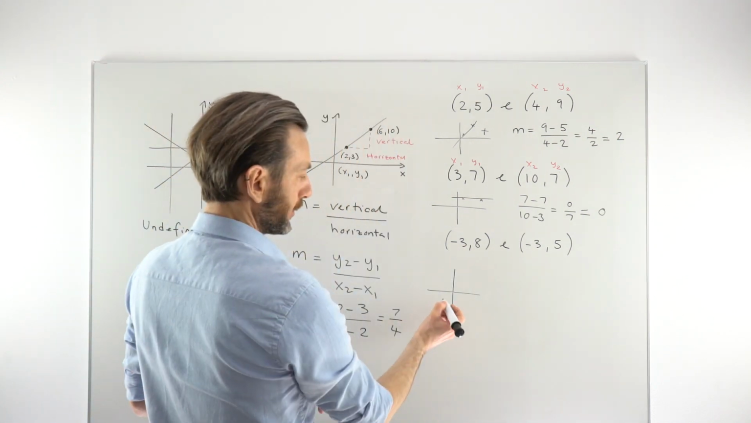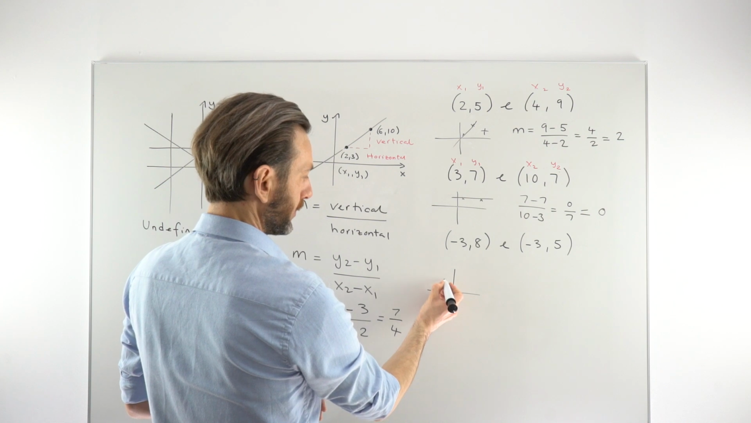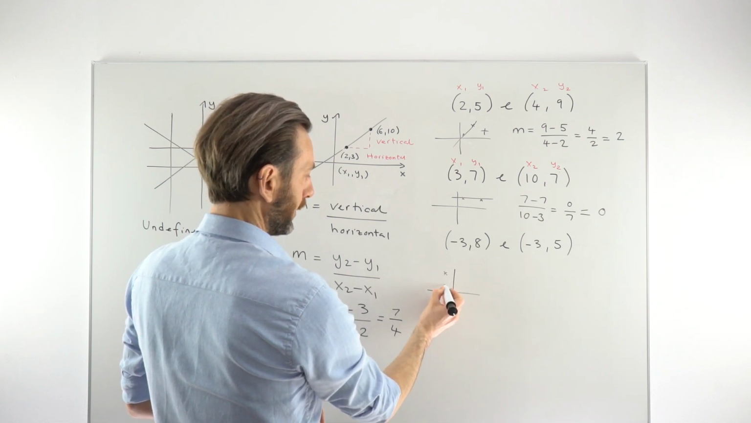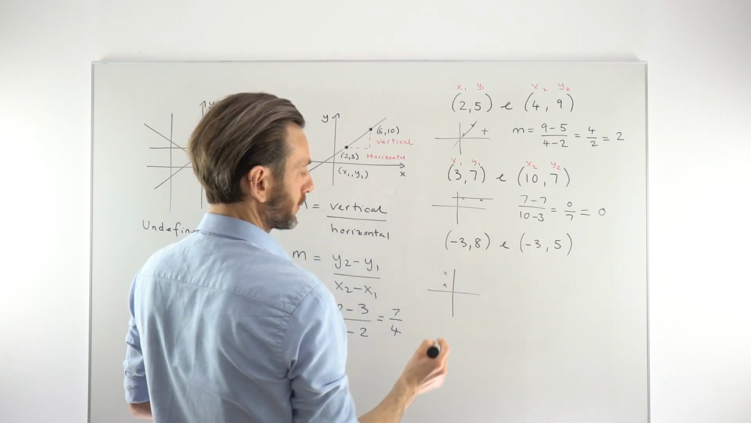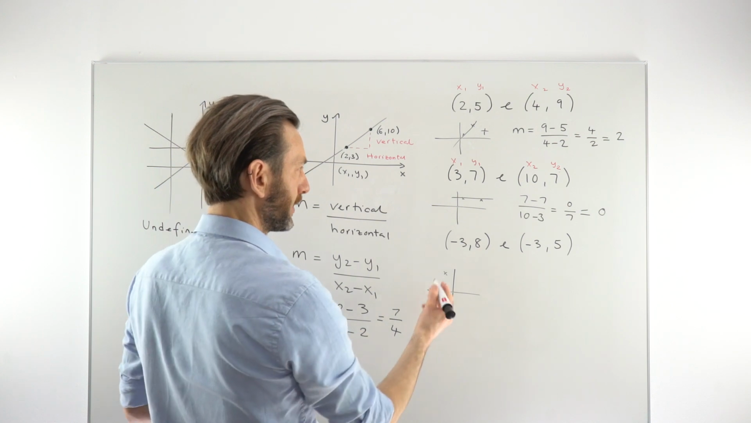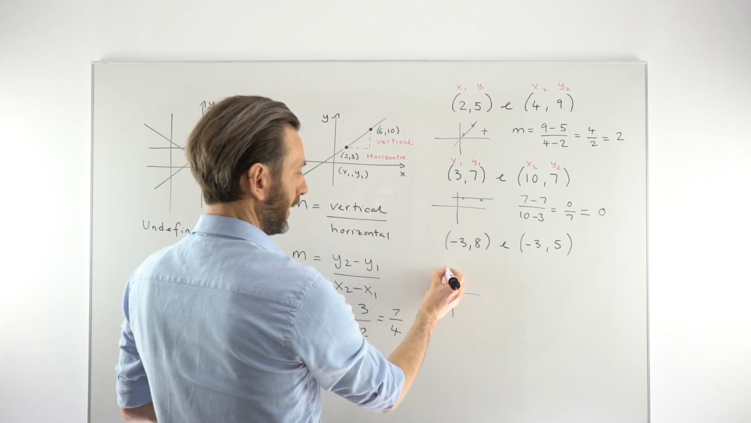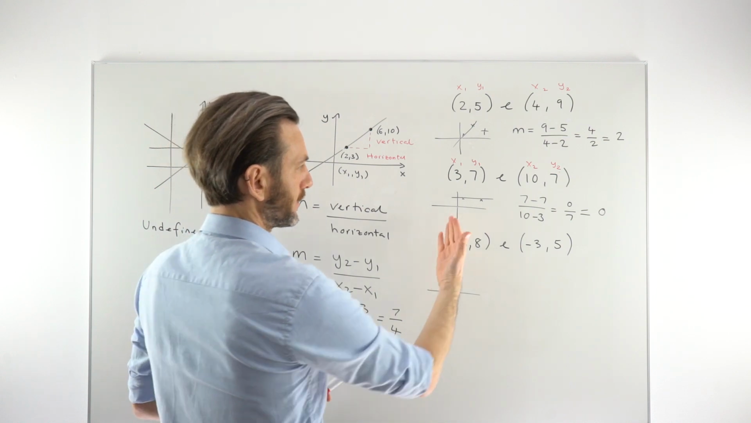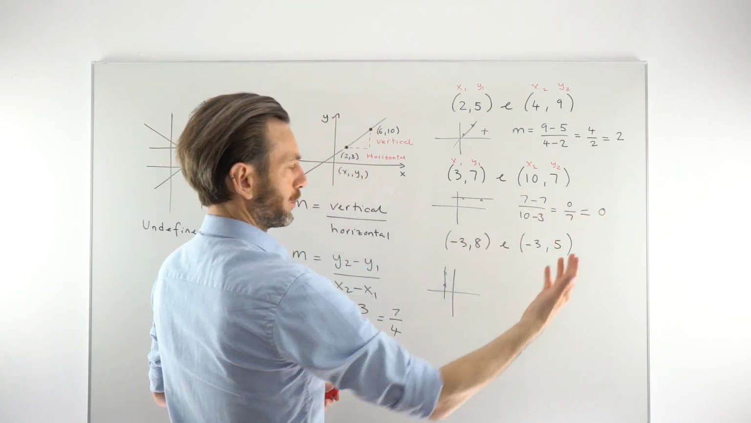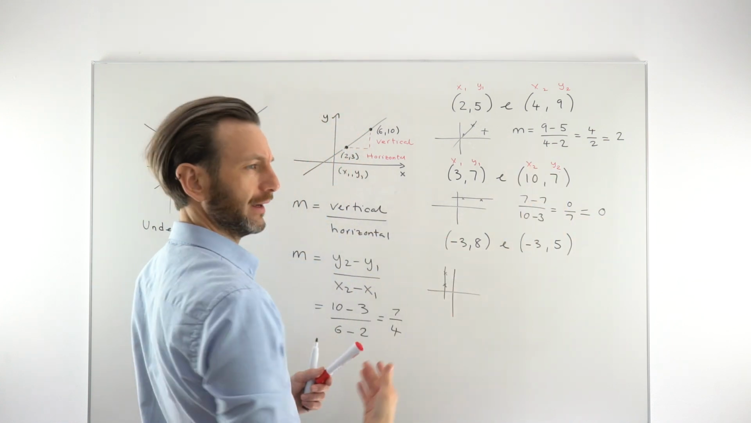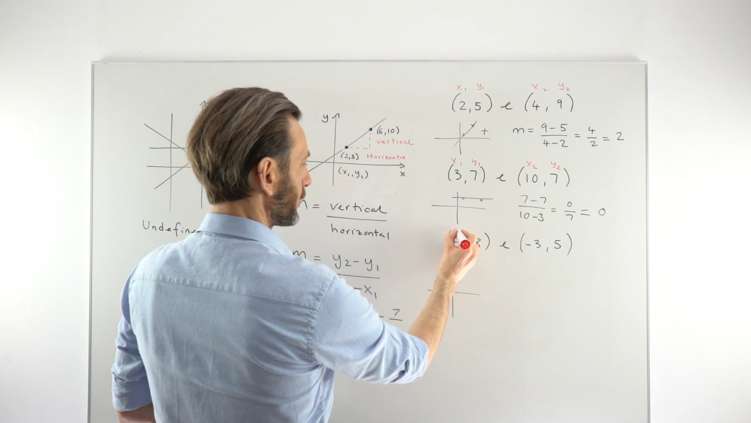Okay, so let's check out this one. So minus 3, 8, let's say minus 3, 8 is like there. Minus 3, 5 would be like there. So these guys have got the same x coordinate. So let's see what happens when we plug these ones in. We expect this to be undefined, but how does that actually come out in terms of the numeracy? It's easy to see how we make a 0, but how do we make an undefined number? Well, let's check that out.